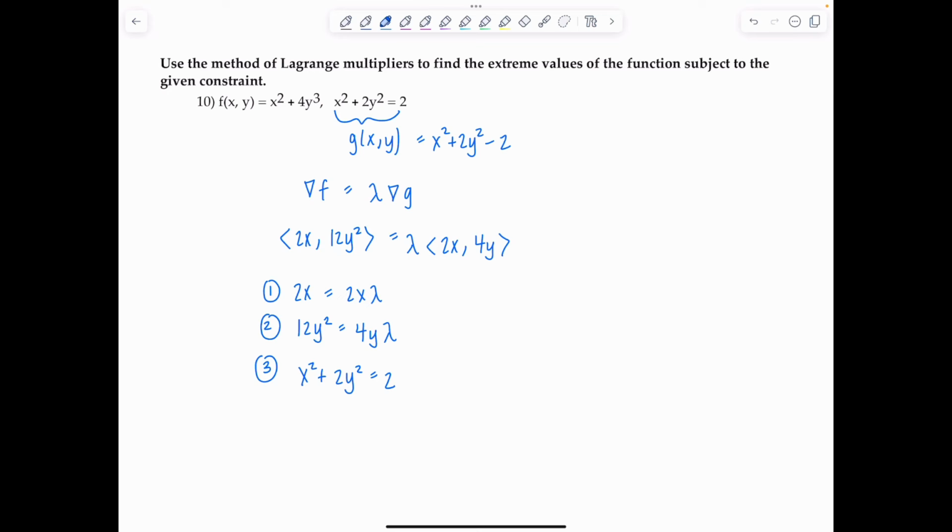So we have to solve this system. I'm going to begin with equation 1. And no, you cannot divide by x on both sides. We want all extreme values, and x equaling 0 is a very real possibility. So don't chuck it out the window. 2x minus 2x lambda is 0. This is legal. You can do this. And now factor out a 2x, and I have 1 minus lambda is 0.